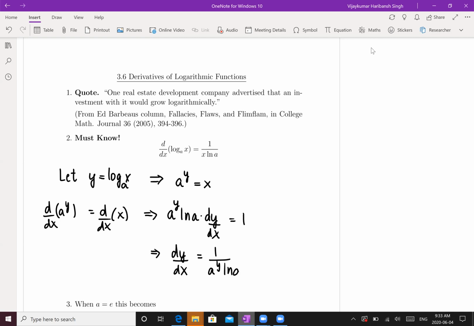Now we were looking for the derivative of this. So we found dy by dx, which is the derivative of log of x base a. Now we should write everything back in terms of x. So a to the power y is x, so we get x ln a. So this is your derivative of log of x base a, which is 1 over x ln a. Note that ln a is log base e of a.